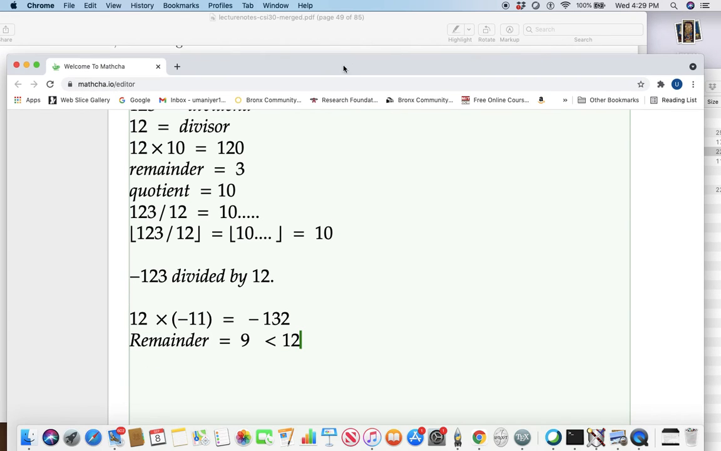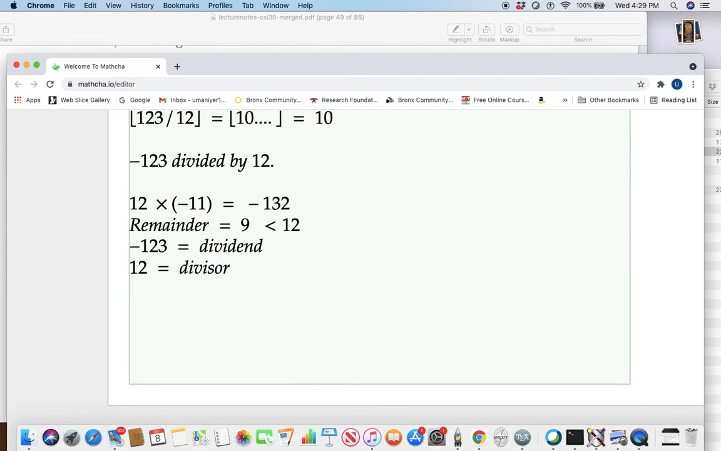So when dividing a negative number, don't forget you have to go a little farther to the left. Don't just go negative 10, go a little farther to the left so that you get a non-negative remainder. So here negative 123 is the dividend, 12 is the divisor, quotient is negative 11. And what is the remainder? 9.